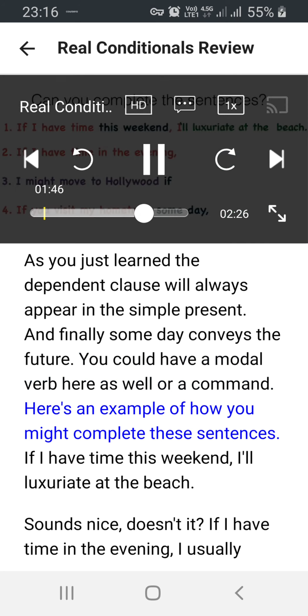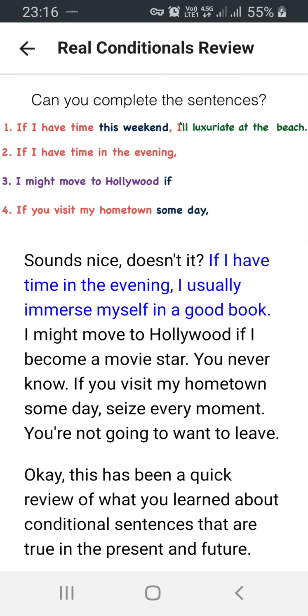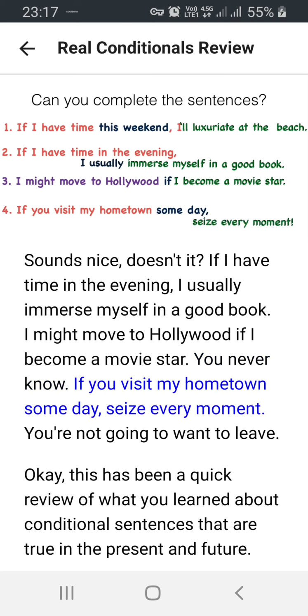Here's an example of how you might complete these sentences. If I have time this weekend, I'll luxuriate at the beach. Sounds nice, doesn't it? If I have time in the evening, I usually immerse myself in a good book. I might move to Hollywood if I become a movie star. You never know. If you visit my hometown someday, seize every moment. You're not going to want to leave.